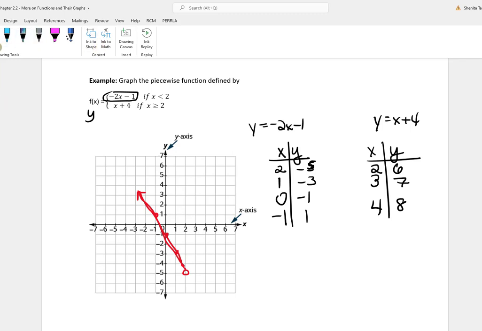Okay, so we're going to graph these points. 2, 6 will be here. I'm going to put a closed circle because 2 is included. 3, 7 will be here. And then 4, 8 will be here. And then we can go ahead and draw the line.